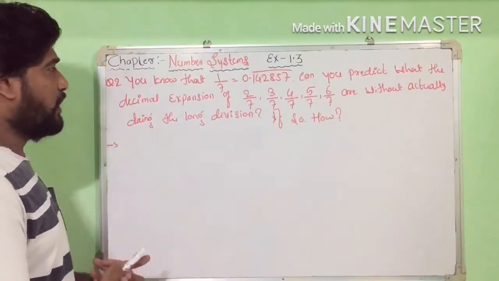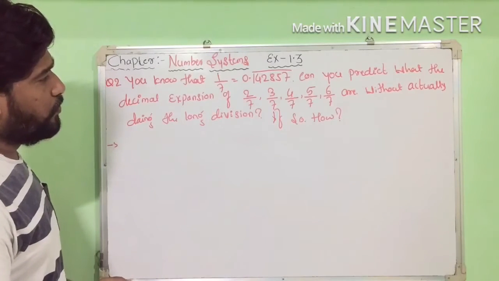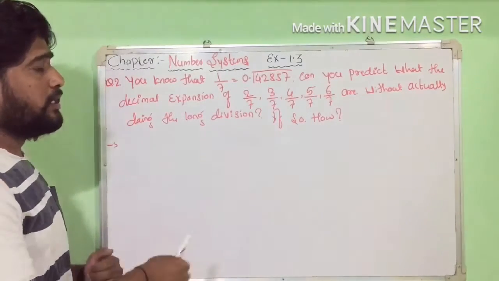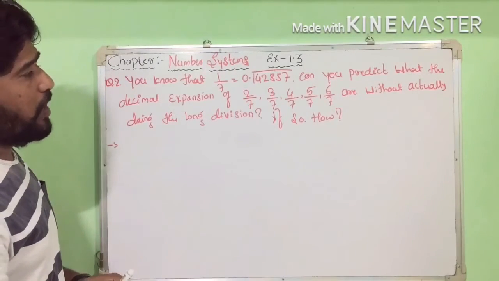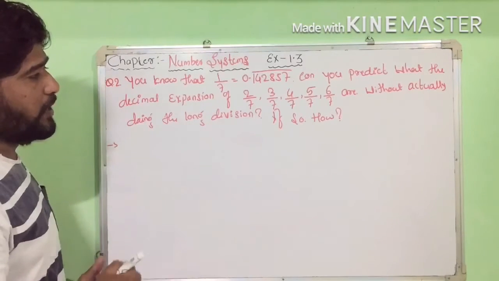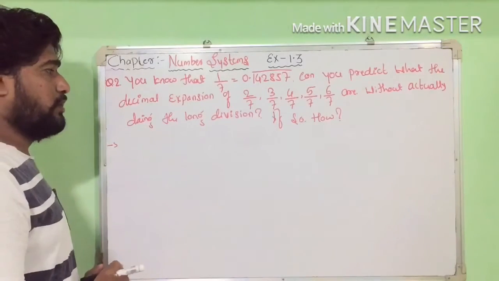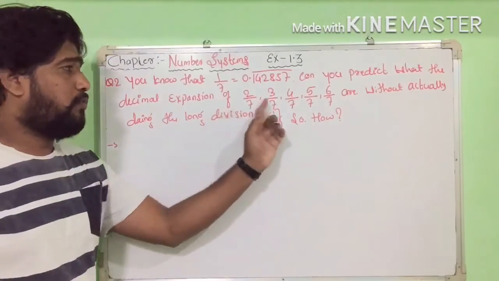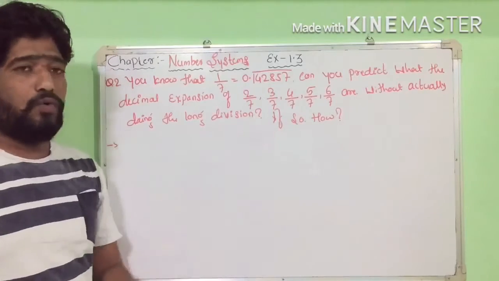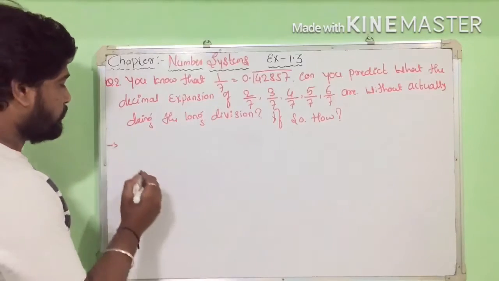Well students, you know that 1 by 7 is equal to 0.142857 recurring here. This bar symbol means recurring. Can you predict the decimal expressions of 2 by 7, 3 by 7, 4 by 7, 5 by 7, 6 by 7 without actually doing the long division? So without doing long division, we want to predict these answers, right? If so, how will we solve it? Let me start here.